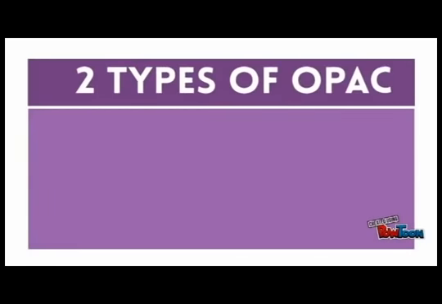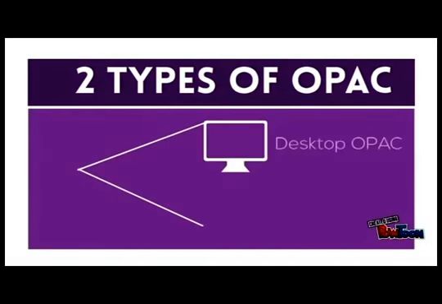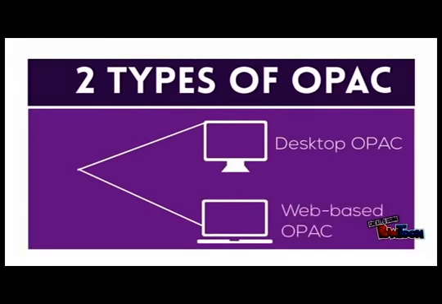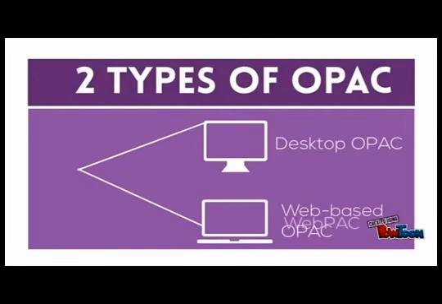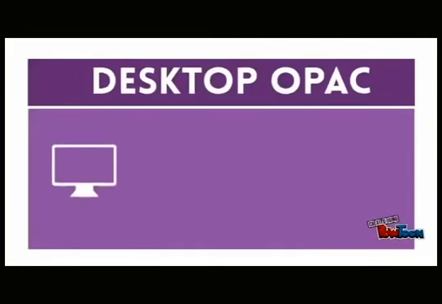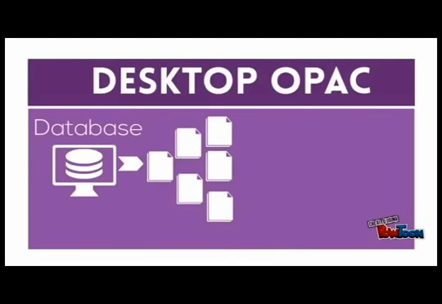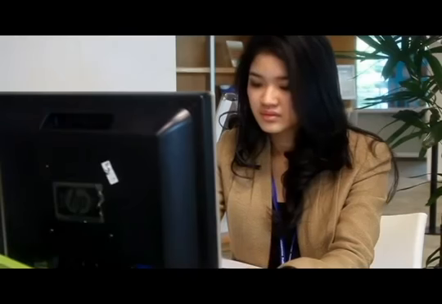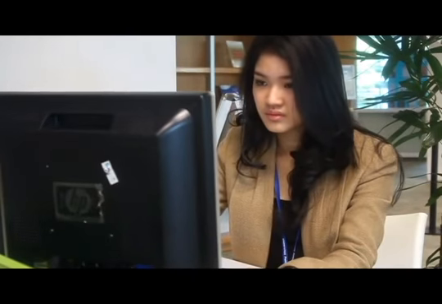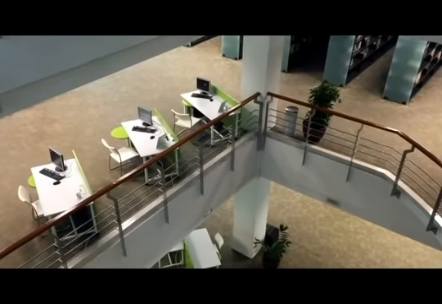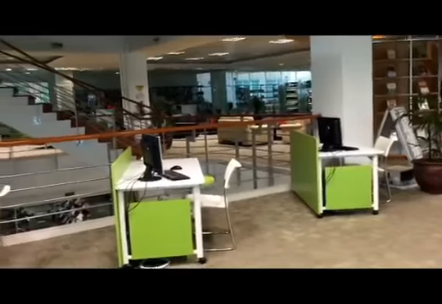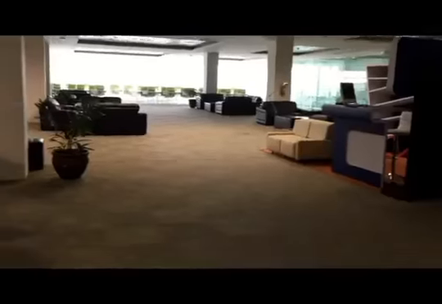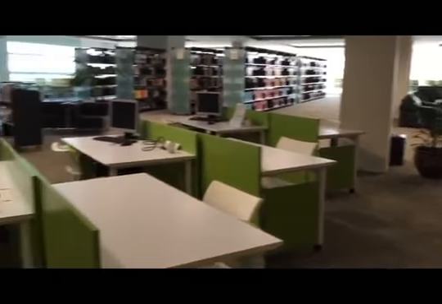Types of OPAC. Through further development, there are now two types of OPAC. One is the desktop OPAC and one is the web-based OPAC, or usually called WebPAC. Desktop OPAC is a database composed of records describing the books and other materials that a library or library system owns. It is accessible only from computers within the library. The Johannes Untoro Library has 8 computers that can be used to access the desktop OPAC, 4 on the 3rd floor and 4 on the 2nd floor.